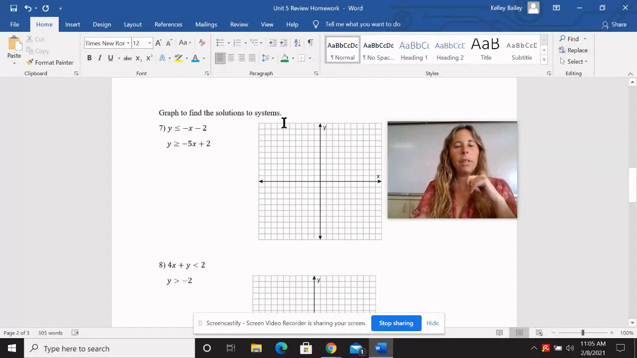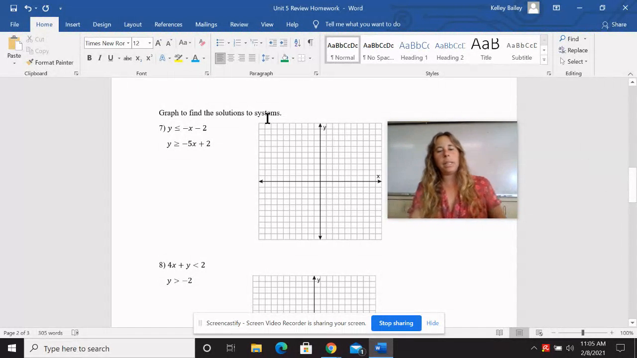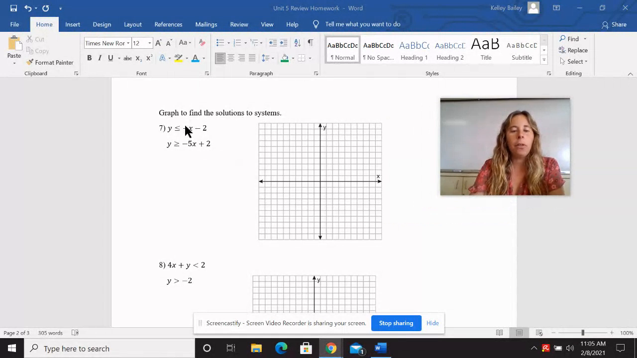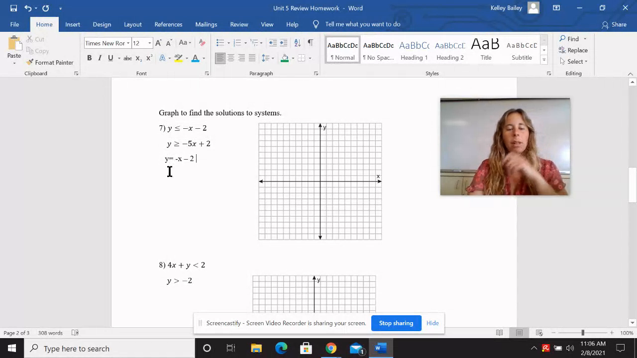7. You are graphing to find the solutions to the systems. Number 7 and number 8 are systems of inequalities. Notice they have inequality signs here, not equal signs. Okay, so here we go. Your first step is to graph the line. So graph the line y equals -x minus 2. That's our first step, to graph this line.